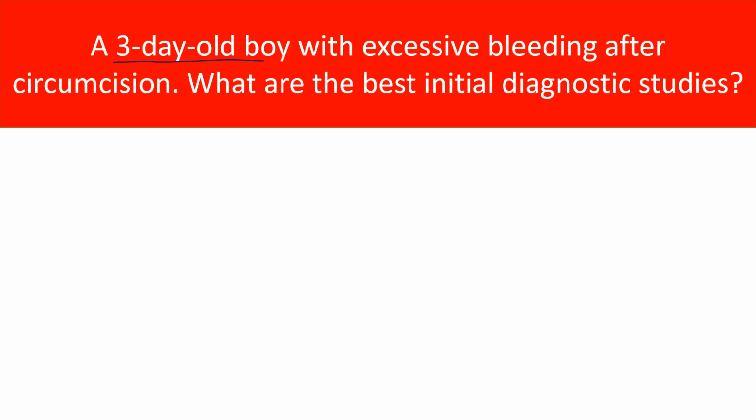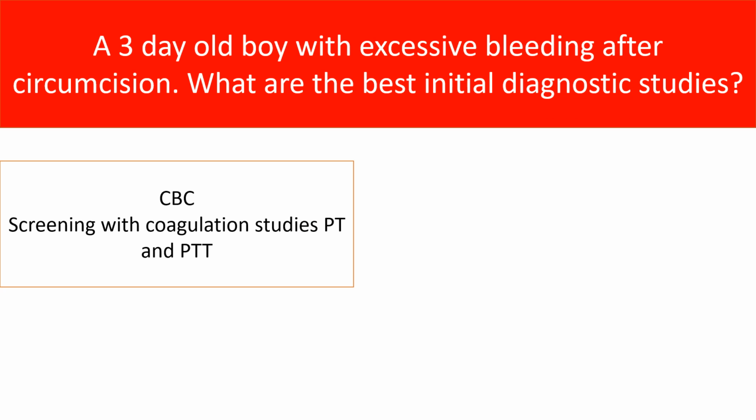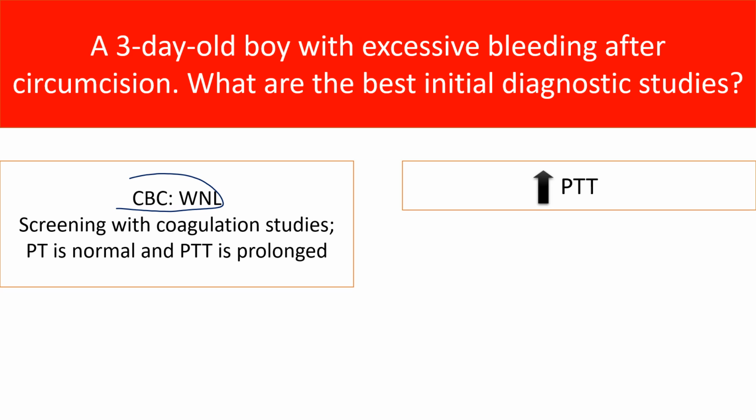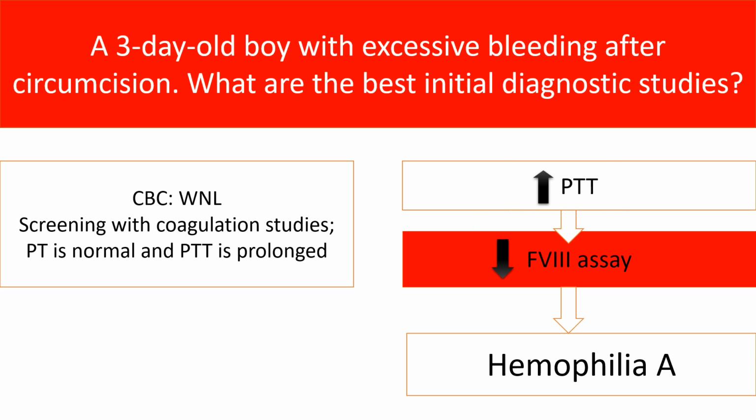A 3-day-old boy with excessive bleeding after circumcision. What are the best initial diagnostic studies? CBC, PT, and PTT. CBC came within normal limits, and the screening coagulation study showed PT is normal and PTT is prolonged. If PTT is prolonged, what is the best next step? Next step is to order factor 8 assay. If factor 8 assay is deficient, this is hemophilia A.